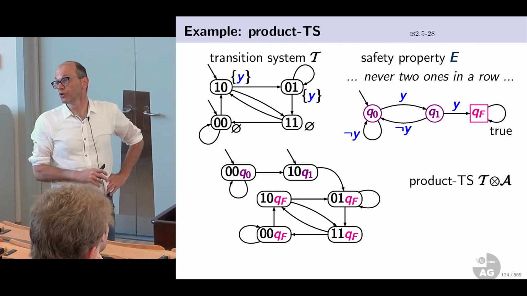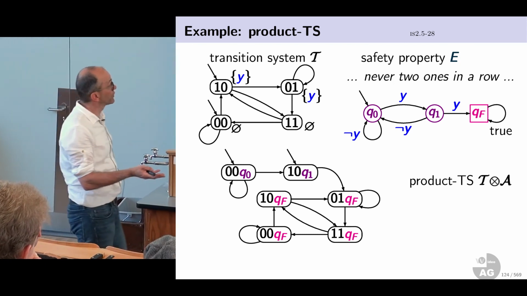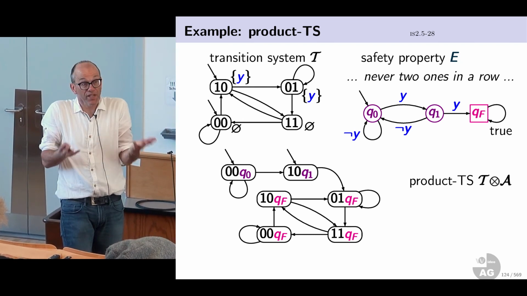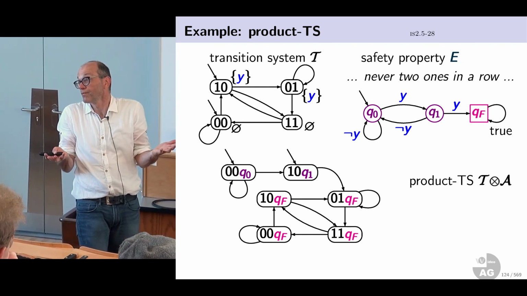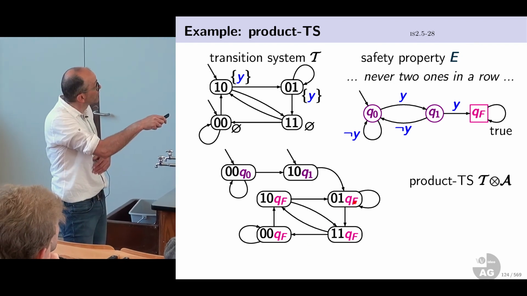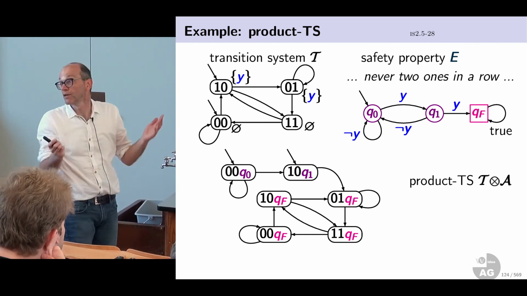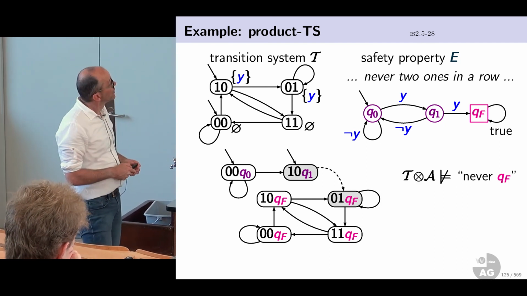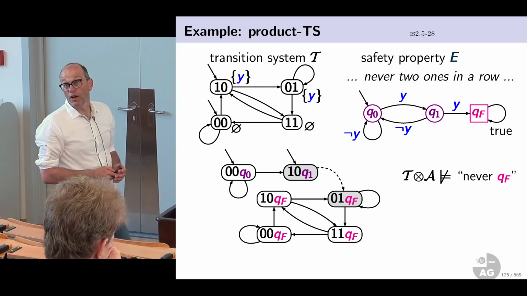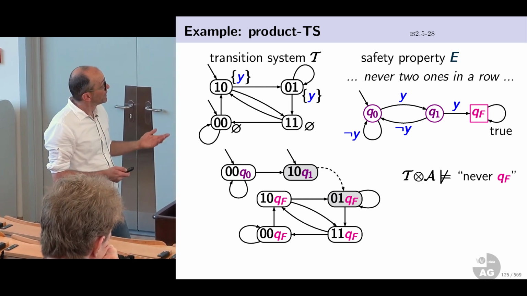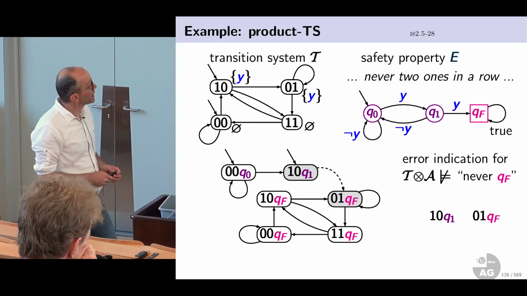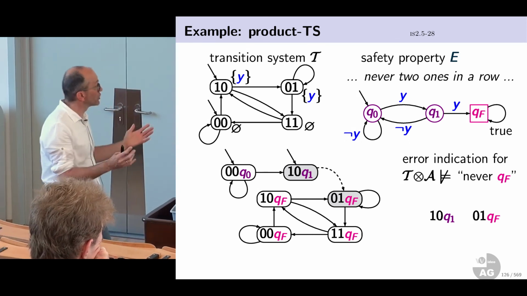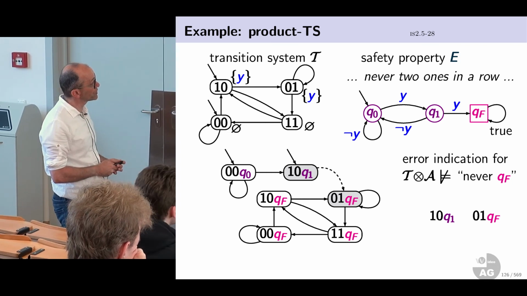Now, what do we need to prove on the product? Thanks to this theorem, we only have to check, is there a reachable state that has a second component QF? Yeah, that's obvious, right? Because this is reachable, but also that is reachable, etc. This whole thing. So therefore, the property is violated. So this is an example of such a path. And that means that the error indication is this trace, or this execution, in fact, of this product transition system.